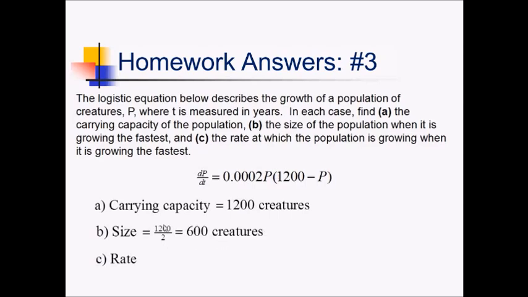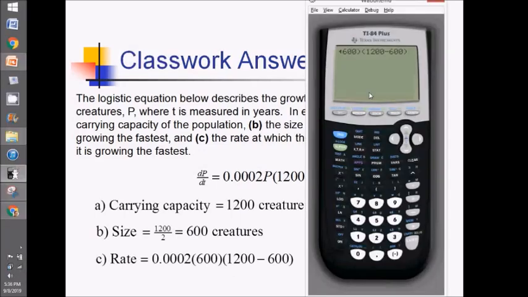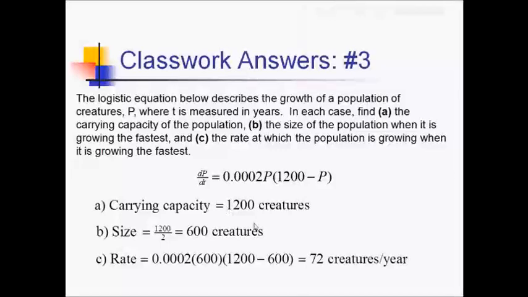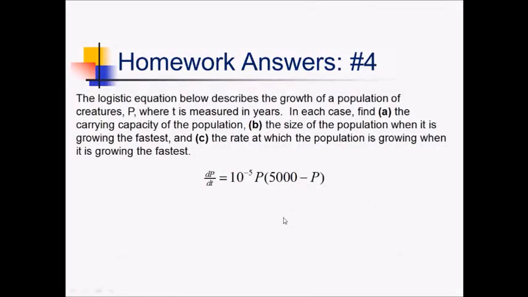The rate at which the population is growing the fastest is just going to be whatever you get from this differential equation when you plug in that 600 we just found, because that's the size when you're growing fastest, and this takes a p-value. So plugging in 600 now on the calculator, that's all going to come out to 72 creatures per year.